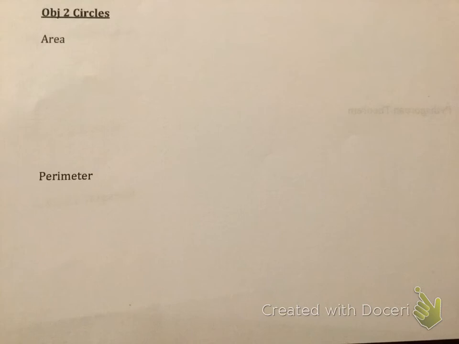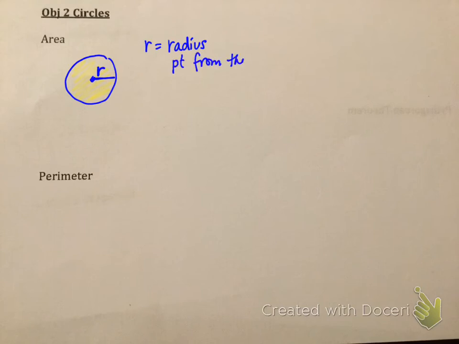So the next objective we go into is circles. Now, to find the area of the circle, remember, I'm looking for the inside of it. So I'm taking from the center outward. Now this little bit that I just drew is called the radius. So r equals the radius of the circle. And the radius is the distance from the center of the circle to the edge of the circle.